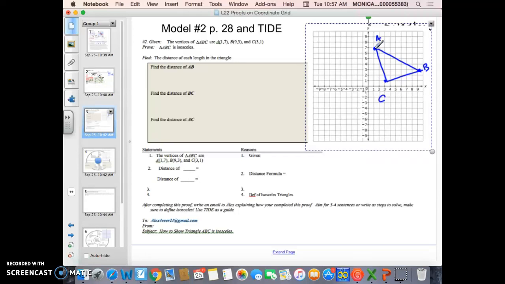So the first thing I have to do is find the distance from A to B. So I'm going to draw my right triangle. This is 1, 2, 3, 4.